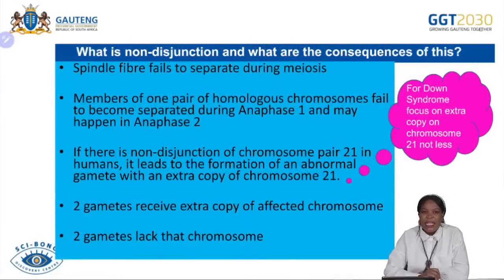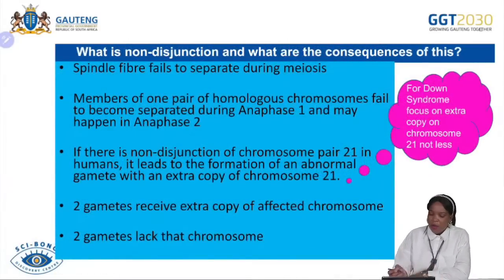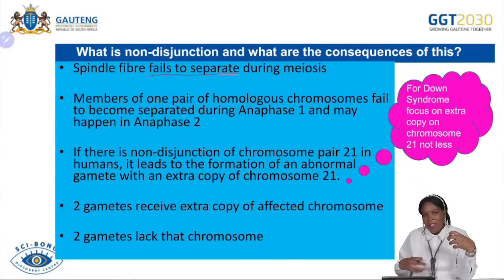So what is non-disjunction? We spoke about non-disjunction, which is a failure of chromosomes to separate. The spindle fibers fail to separate during meiosis. That is your non-disjunction. Members of one pair of homologous chromosomes fail to become separated during anaphase. Remember, anaphase apart. So when that happens, it happens during anaphase 1, or also in anaphase 2.